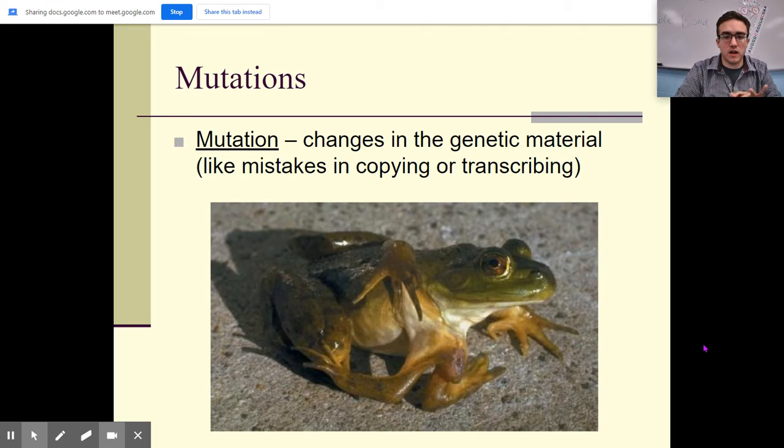So today we're gonna talk about mutations and then towards the end talk a little bit about gene regulation and how often different genes are expressed, just briefly at the end. So let's get into mutations.